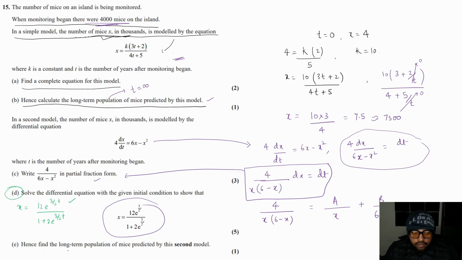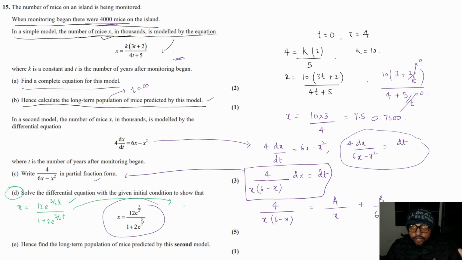In the E part, hence find the long-term population of the mice predicted by the second model. Students, as I have told you, we need to divide by the term which is going to infinity, because if we divide by the term which is getting infinity in the equation, it will be easier for us to get the zero value. If we plug in t equals infinity directly in this equation, we will not be able to find any value. So what we'll do is divide the whole expression by e raised to the power 3 by 2t.